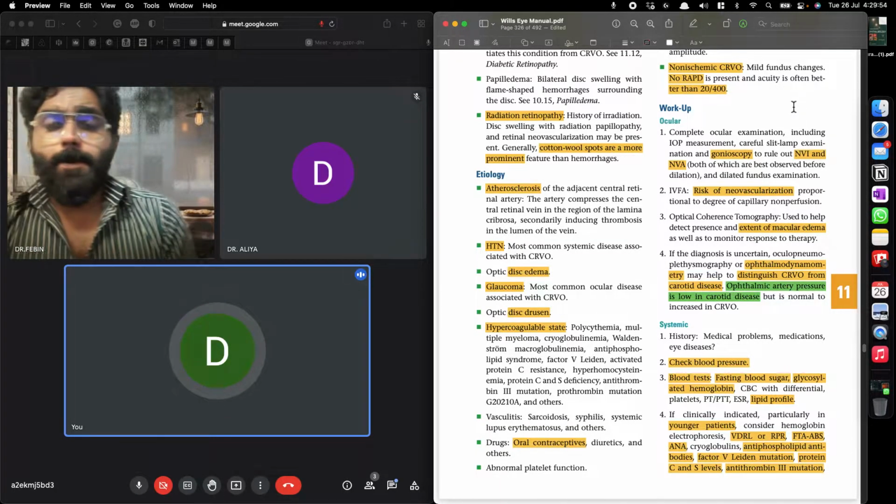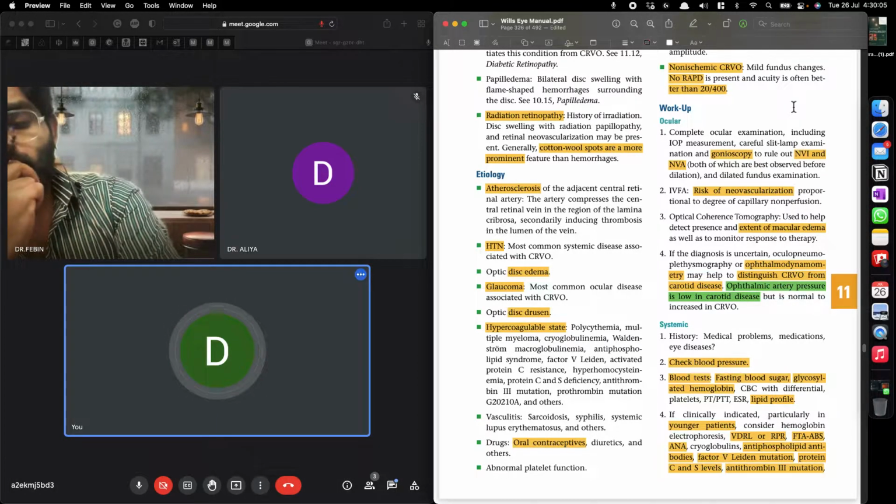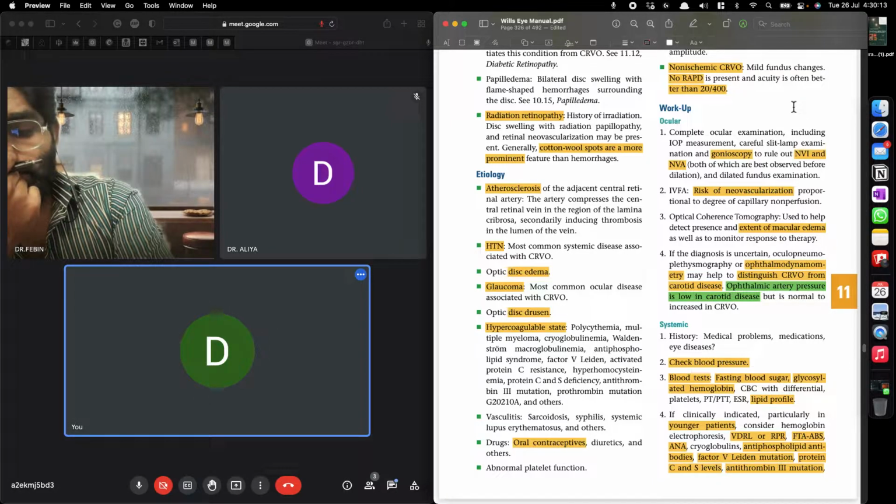Either way, what you're mainly trying to find is capillary non-perfusion, and more than the areas of capillary non-perfusion, you are actually worried about the manifestation, what happens because of capillary non-perfusion. What happens because of capillary non-perfusion which you are afraid of?